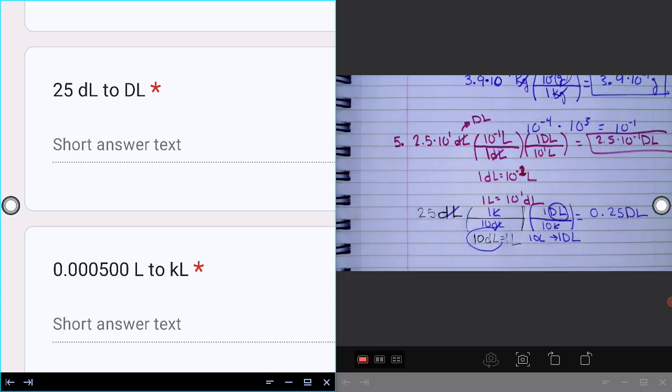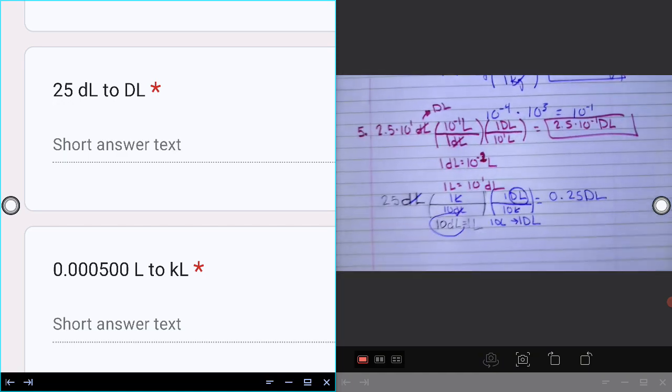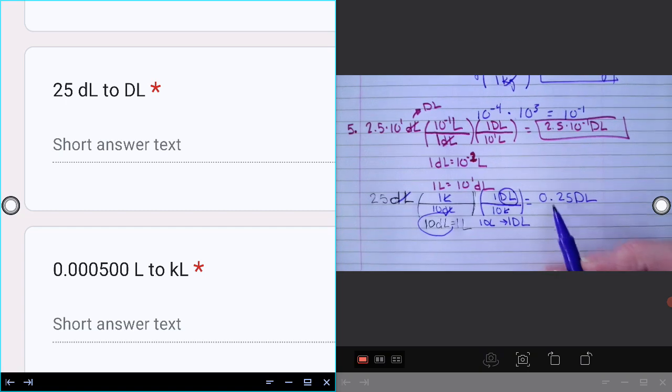deciliters. Now, because I have 2 sig figs, putting that into scientific notation means I'm going to move the decimal 1 place to the right. So I get 2.5 times 10 to the negative first deciliters.